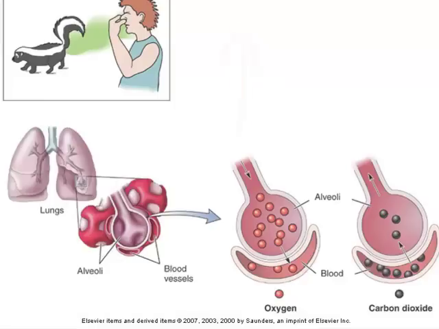When we exhale, there's more carbon dioxide in the blood than in the lungs. So it moves from the blood into the lungs, and then we exhale it and get rid of it.